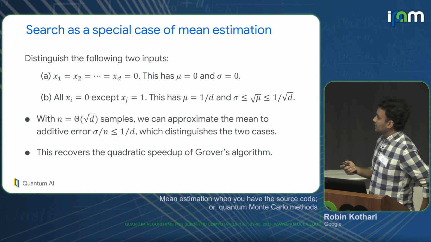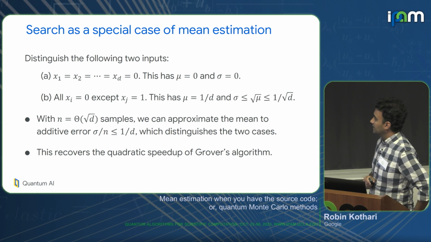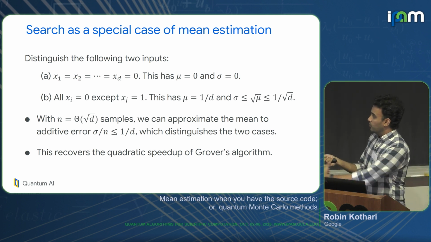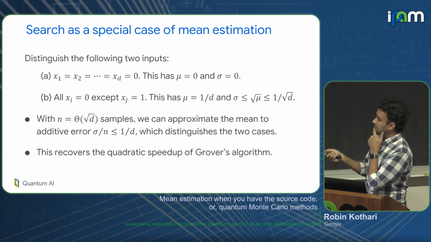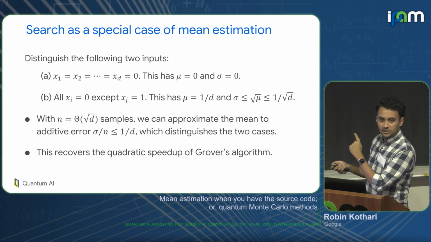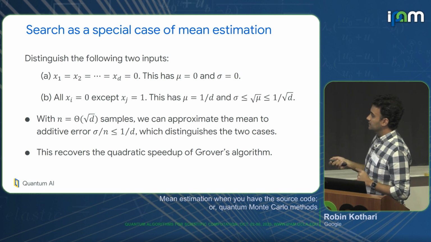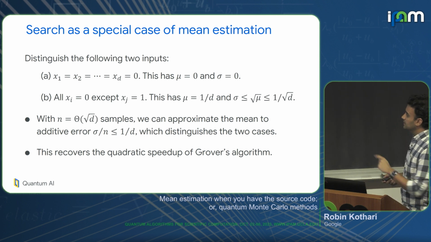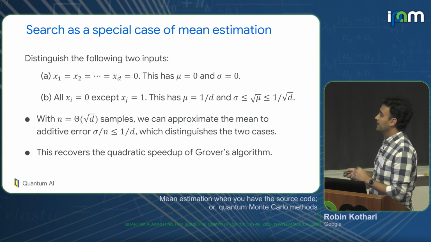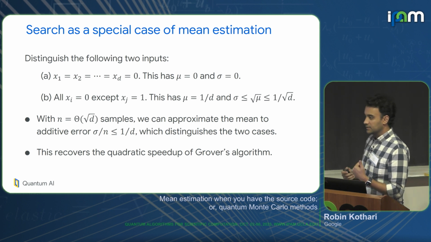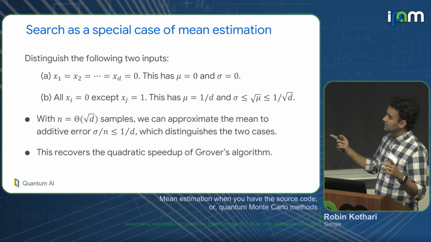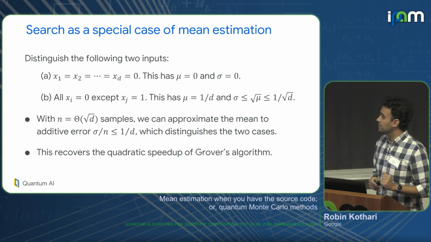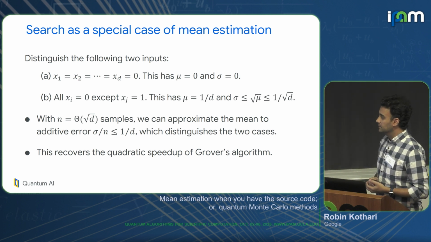Now if you apply our result, which says that the error is sigma over n, we want to approximate the mean to additive error 1 over d. That will allow us to distinguish between these two cases. What we need is this 1 over d, so sigma over n should be less than 1 over d. Sigma we've already computed, so you can work this out backwards and you get that n is root d, which is great, because that's what Grover's algorithm gives you. Grover's algorithm says that if you have a list of size d, and all the numbers are either 0 or one of them is 1, then you can distinguish these two cases with root d queries. So that's a special case of our algorithm.